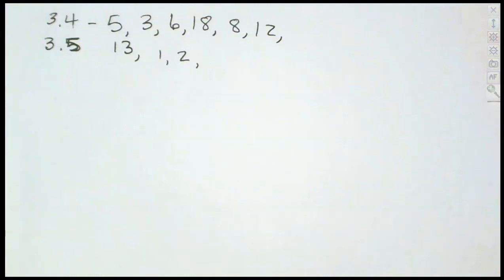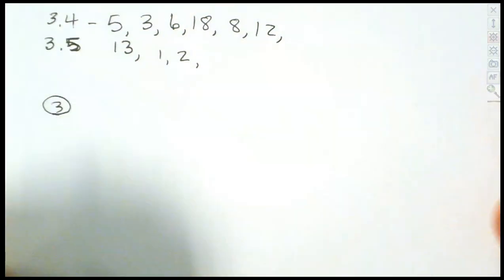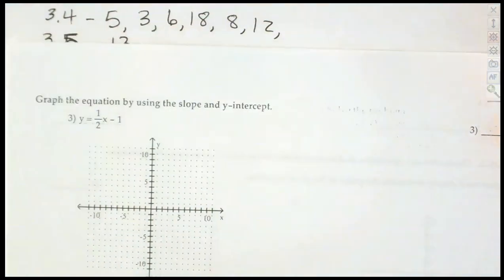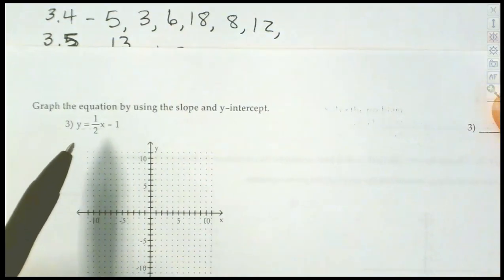Okay, so we're going to go ahead and begin, and we're going to look at 3.4. We're going to start with question number 3. And in 3.4, we're building equations. So let's look at question number 3, see what we need to do here. Okay, so question number 3, we want to graph this line.